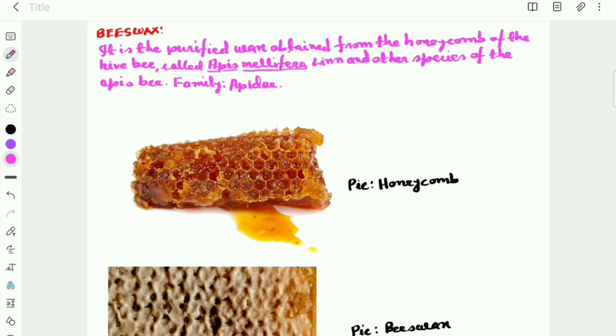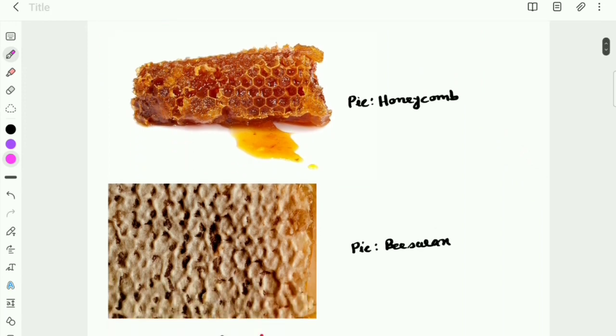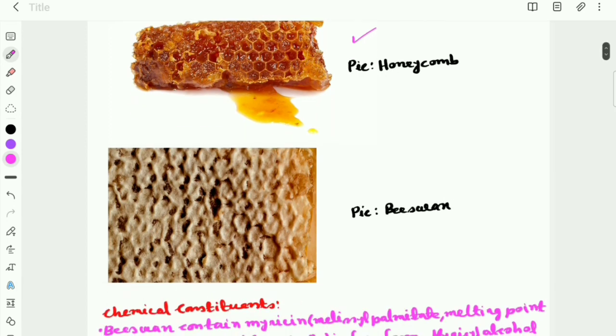And today I will talk about the beeswax. So beeswax is the purified wax which is obtained from the honeycomb of the hive bee called the Apis mellifera Linn, and other species of the Apis, bee family Apidae. So this is the picture of the honeycomb, and this is the beeswax which is obtained by purification from honeycomb.